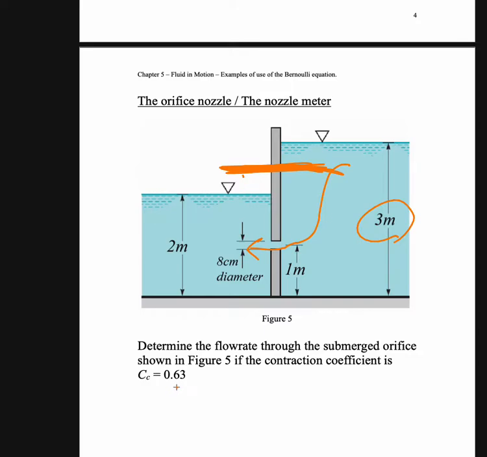So please remember the idea of contraction coefficient here. It means that we have a nozzle like this one, and then the water will flow, so it cannot take a 90-degree curve. So the diameter of flow out of the orifice is less than the diameter of the hole. In this question, the diameter of the hole is given as 8 centimeter.